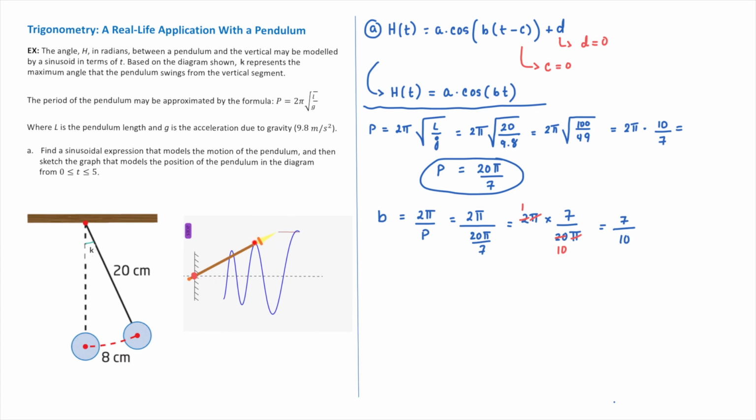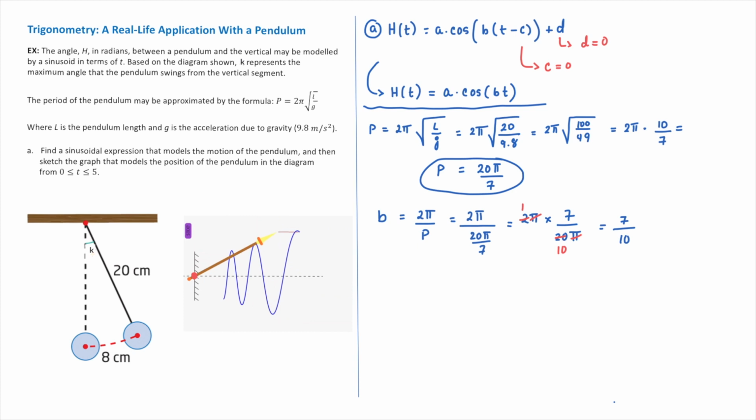It is the distance from the highest point on the graph to the midline, the axis of symmetry. So in this particular case, amplitude is the greatest distance from the axis of symmetry. That pretty much relates to the value of K.